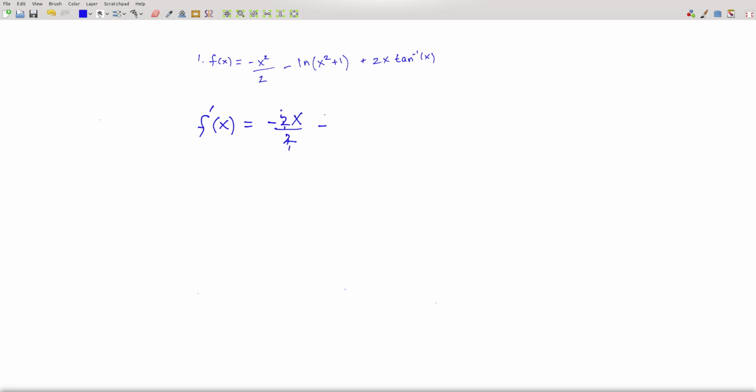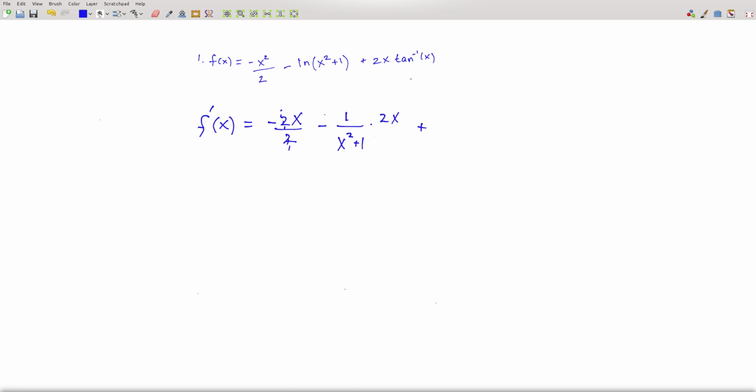Minus, now we'll take the derivative of the natural log of x squared plus 1. The derivative of a natural log is 1 over the argument, so it becomes 1 over x squared plus 1. Of course, now we have to use the chain rule and take the derivative of x squared plus 1, and we get 2x. Not bad.